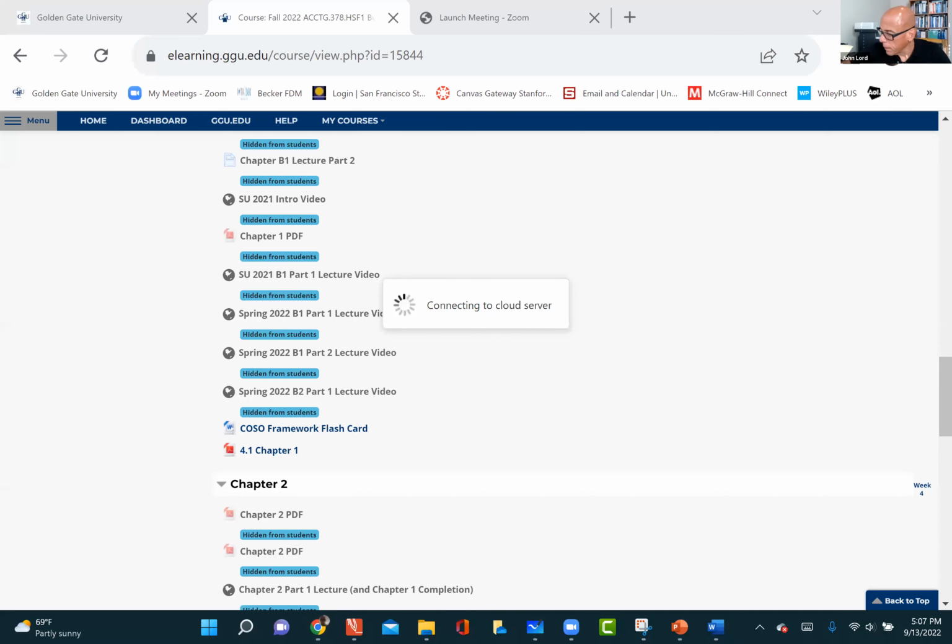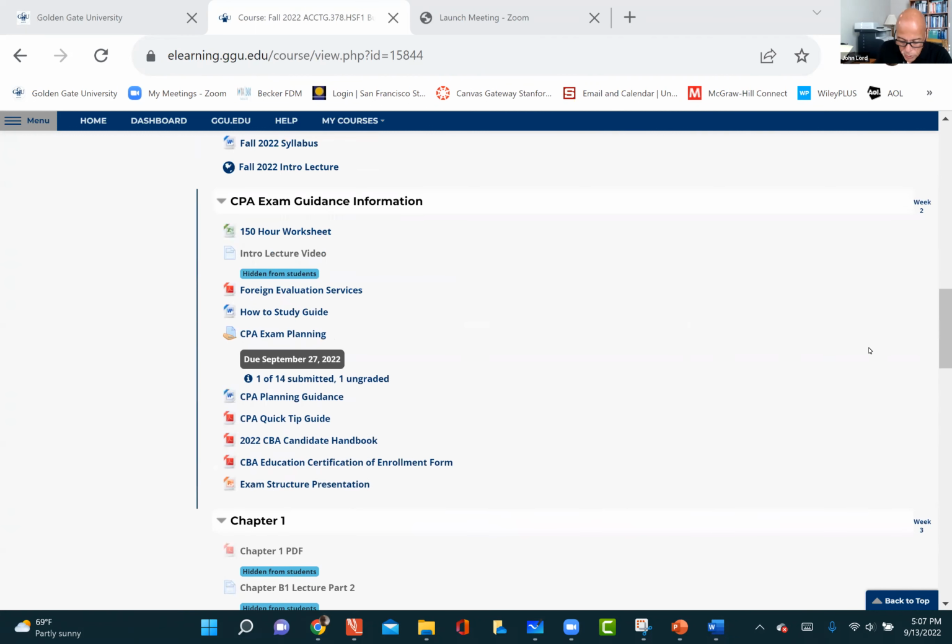Start that. And then what I want to do is go through something, the how to study guide. Okay, I just want to go through that a little bit, because this is how you should be continuing going forward as you study through the material in preparation for the CPA exam.